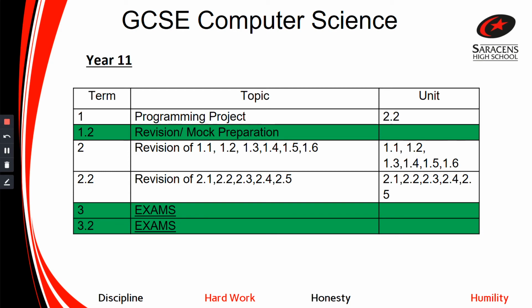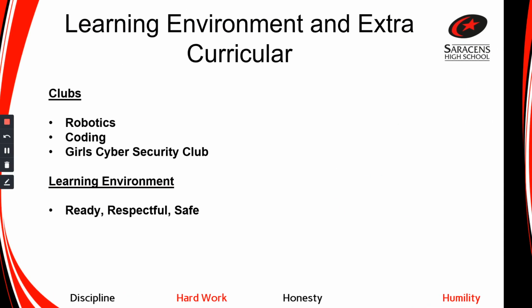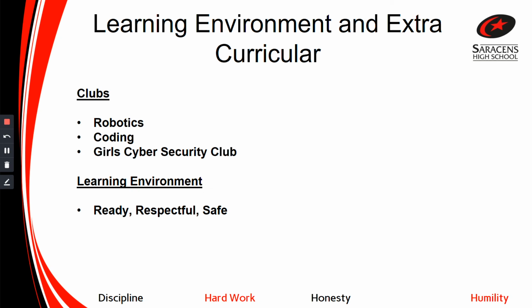The learning environment and extracurricular activities. The learning environment is very, very important in Saracens High, especially in computer science. Students must always be ready, so have all their equipment. They must be respectful and they must be safe. Computer science is a safe environment where students should not be afraid to share their knowledge or ask questions. If students are caught laughing at someone, there are consequences for that. So students do feel comfortable to ask for help.